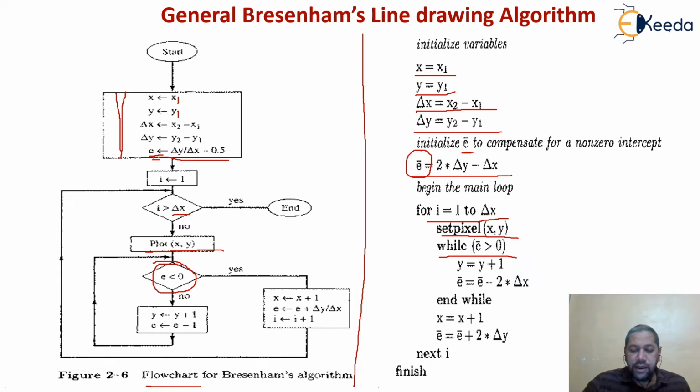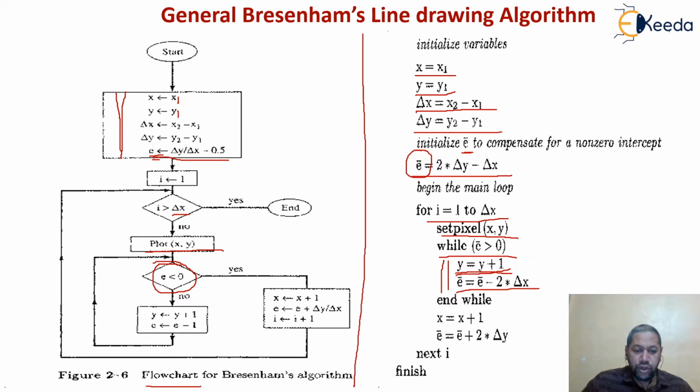If e bar, the error term, is greater than 0. I have to continue with this loop until the e bar is greater than 0. Now the y value depends upon the error term. So if e is greater than 0, we have learned that it means greater than 0.5 value, then y is incremented by 1, so y is equal to y plus 1, and the new error term is calculated as e bar is equal to e bar minus 2 into delta x.